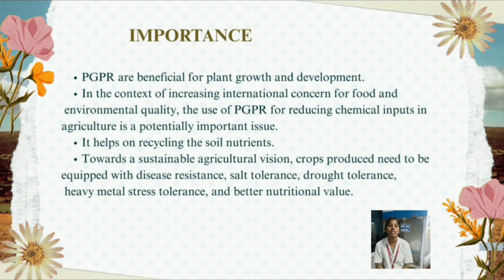Next, let us understand the importance of plant growth promoting rhizobacteria. PGPR are highly beneficial for plant growth and development. In today's world, where there is a growing international concern for food security and environmental quality, the use of PGPR in agriculture has become very important. One of the main reasons is that they help reduce the dependency on chemical inputs. They also play a vital role in recycling soil nutrients, ensuring that the soil remains healthy and productive. Towards achieving sustainable agriculture, crops supported by PGPR can gain several advantages such as improved disease resistance, tolerance to salinity, drought, and heavy metal stress, as well as enhanced nutritional value.